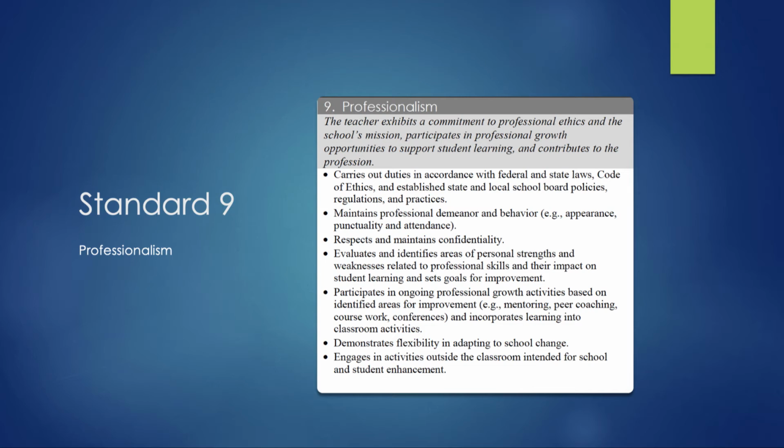That last one may or may not happen during a classroom observation, but because disruptions can happen anytime, school change might happen anytime. So we might have opportunities to witness how flexible a teacher can be. But we should always be able to assess a teacher's professional behavior, speech, and appearance.